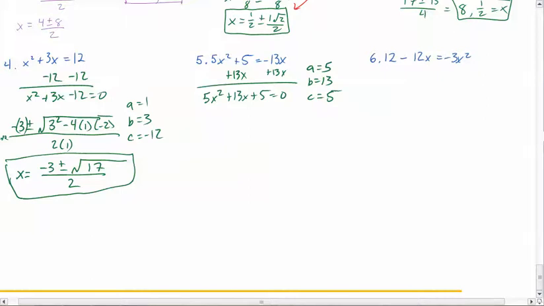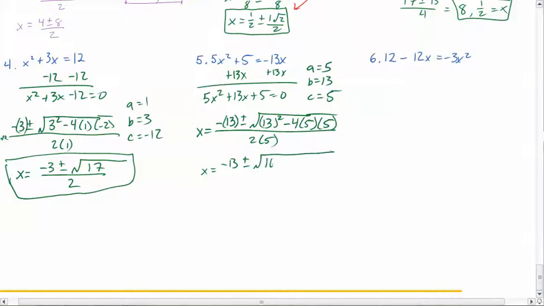And we're going to go ahead and put these into the quadratic formula. We've got x equals negative B plus or minus the square root of B squared minus 4AC, all over 2A. We simplify it. x equals negative 13 plus or minus the square root of 13 squared, which is 169. We've got 4 times 5, which is 20, times 5 is 100, so minus 100, all over 2 times 5, which is 10.